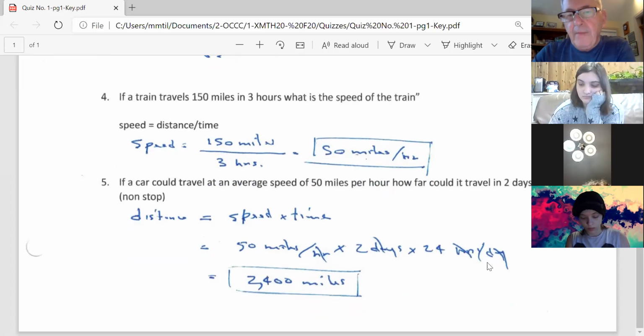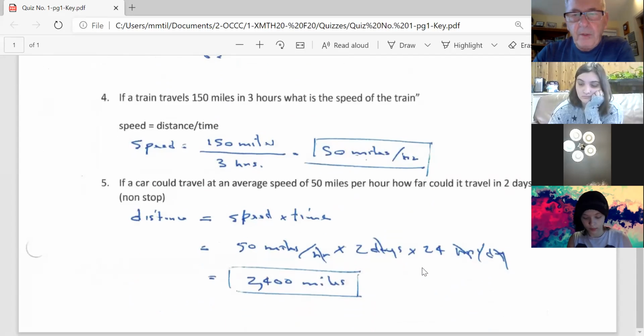So it's 2 days. There's 24 hours in a day. So when you do that, the days cancel out, and you end up with hours on the top, and then this hours on the bottom here cancels this hours out, and you end up with miles. And so it becomes 50 times 2, which is 100, times 24, which is 2,400. Some of you ended up with 2480 and just weird little numbers like that, but you just made a silly mistake. But it would be 50 times 2 times 24.